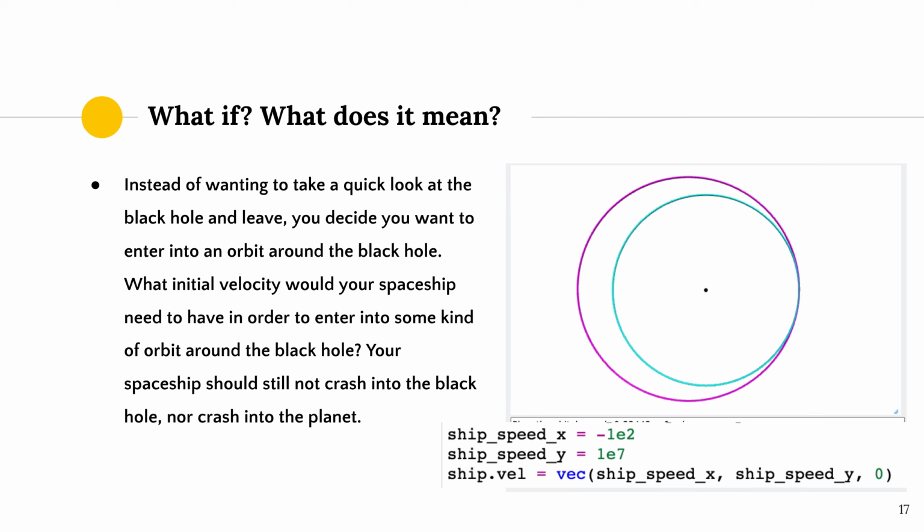Therefore, I thought if the x component and the y component of the speed of the spaceship is greater than the corresponding component of the speed of the planets, then the spaceship can orbit the black hole outside the planets. Therefore, I set the x component of the speed to 100 and y component to 10 million. And the motion of this spaceship is indicated in purple on the diagram.